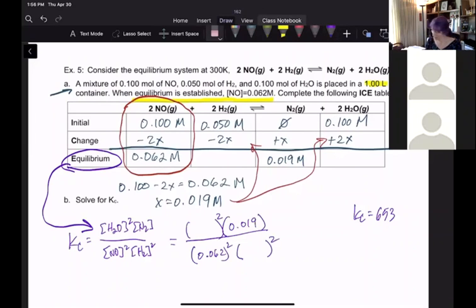Wait, 019 is X, and there's 2 of them, and we start with 1 mole. Yeah, I'm getting a different value for the water. Wait, you're adding it, not subtracting. So this is 0.138, 0.138.